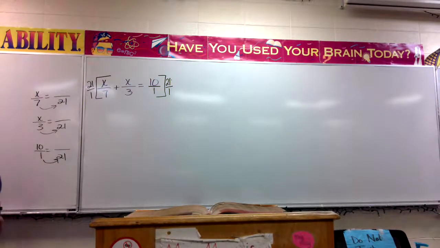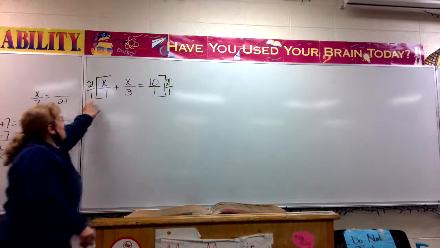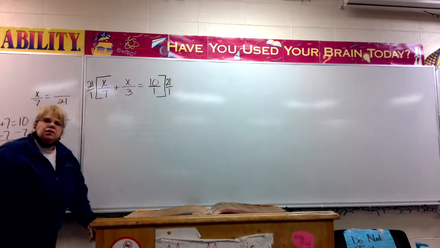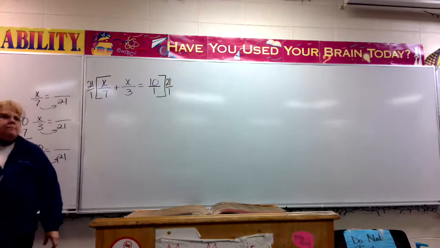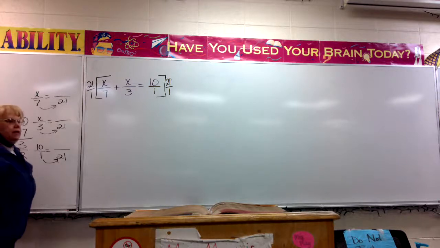Because remember, when you're solving an equation, you can do whatever you want to an equation, right? If I have like 2x plus 7 equals 10, I can minus 7 from both sides, as long as I do it to both sides. I can divide by 2 as long as I do it to both sides. You can do whatever you want with equations as long as you do it to both sides. So we're going to multiply both sides by 21 over 1.